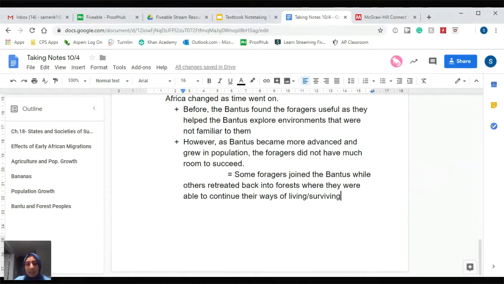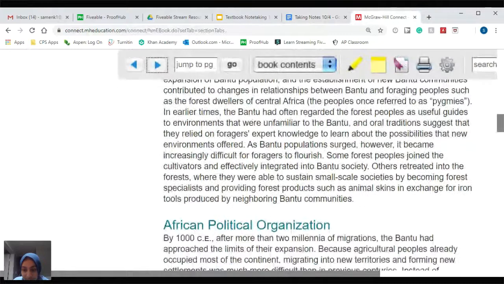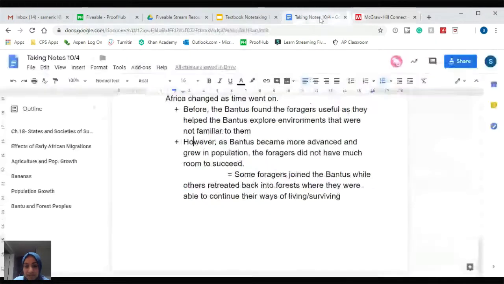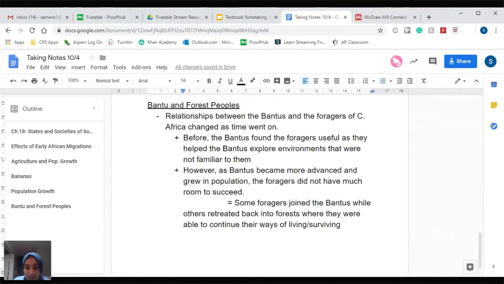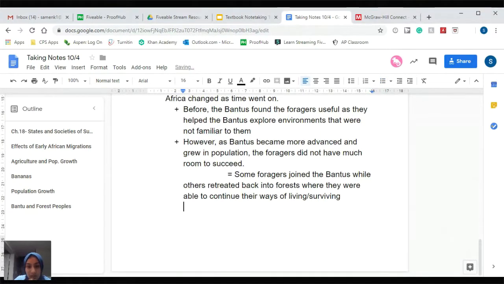So we kind of have this general idea here that the Bantus became more advanced, so they kind of took over, and the foragers didn't have much room to succeed. And then we go into that more, and we say some foragers joined the Bantus while others had to retreat back into the forest to sustain their own ways of living. And then we could have another relationship.